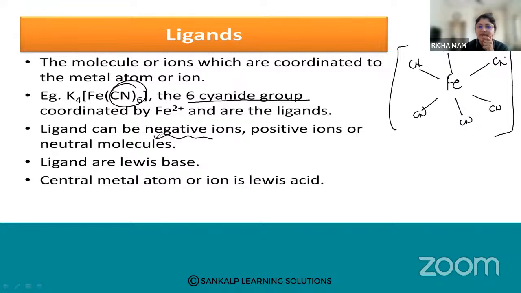Ligands can be negative ions, positive ions, or neutral ions. Ligands are Lewis bases. What are Lewis bases? They can give a pair of electrons. Then the central metal atom or ion is a Lewis acid because it accepts a pair of electrons. Understood?